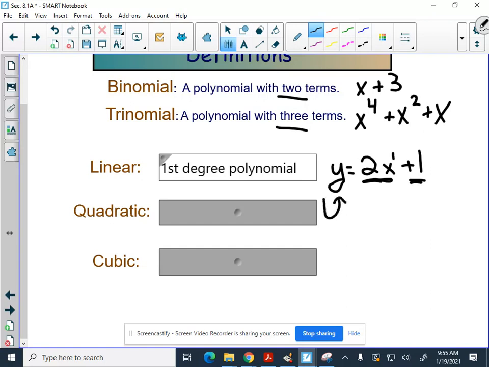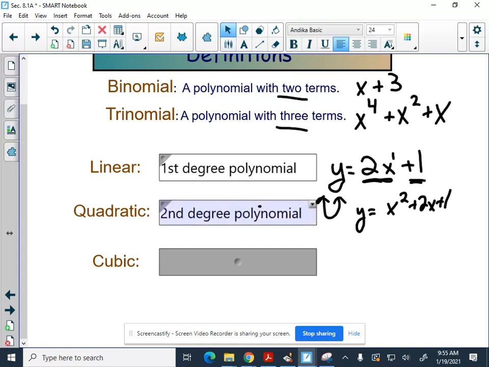Now, as we go, we'll probably graph what we call quadratics. Quadratics are what we call parabolas, but they look like this. Y equals x squared plus 2x plus 1. They have an x squared term. What degree is that? 2. Second degree.